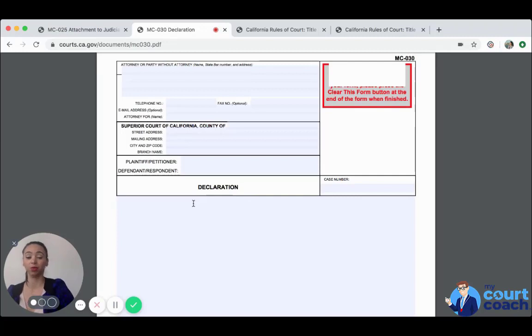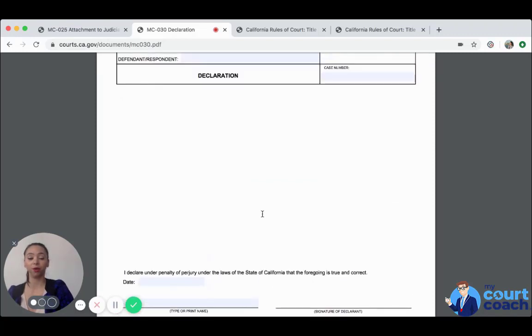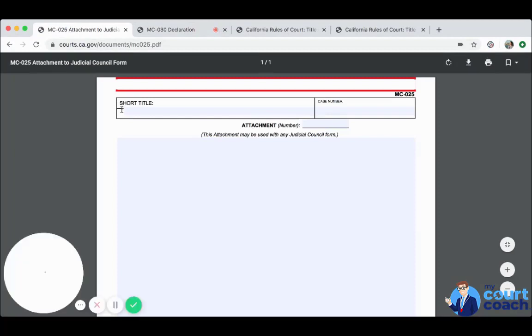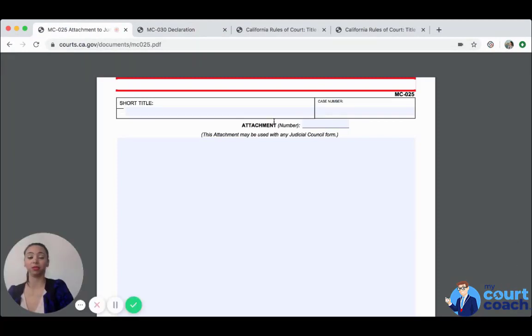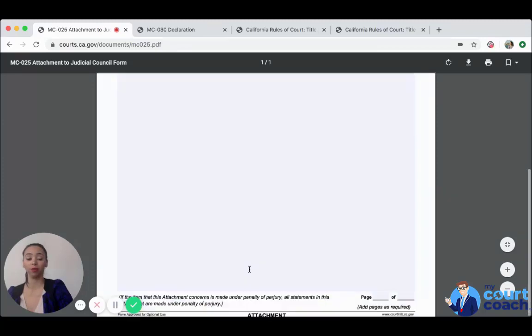It's a declaration, and you could write in here saying that, I, the petitioner, provide the following reply declaration, or provide the following supportive declaration to my request for order regarding a modification of child support, for example. That sort of language can be written in here. And if this is not enough space for your declaration, then you can also attach the MC-025. And this MC-025 is going to be attached to your MC-030. And you can just write attachment MC-030. And you can continue writing your declaration.